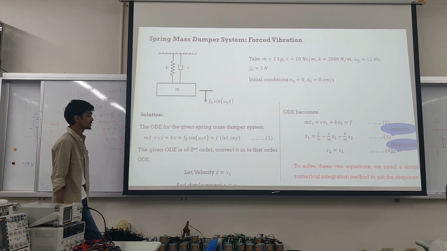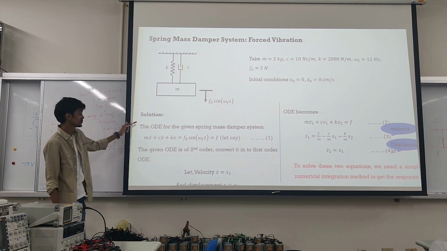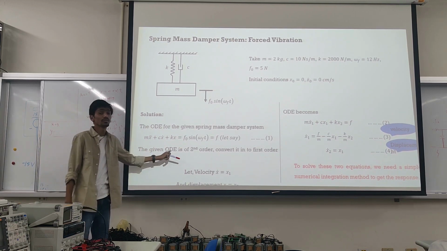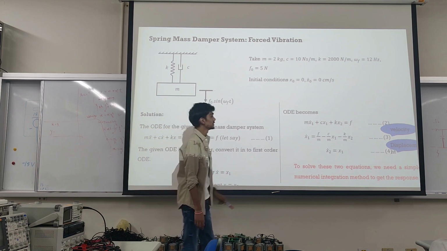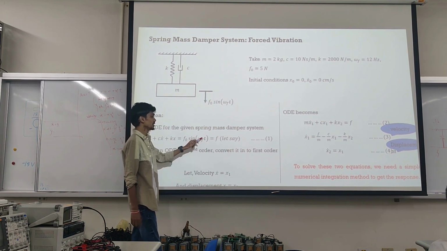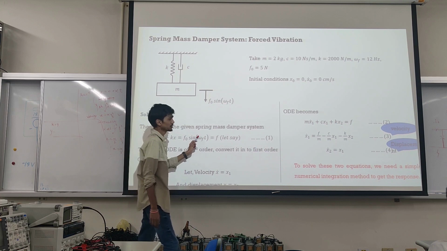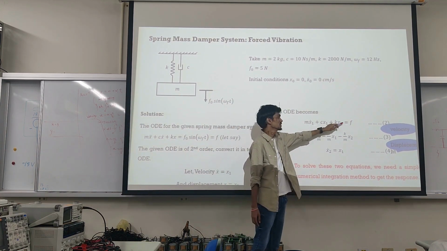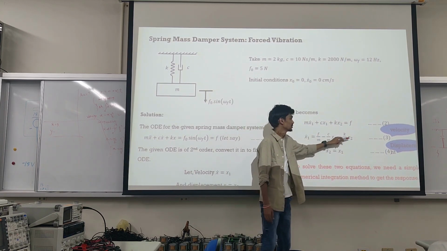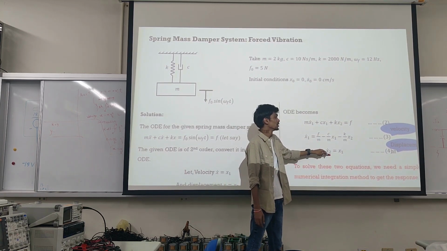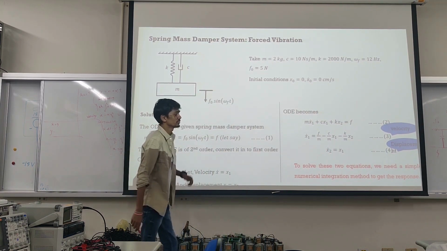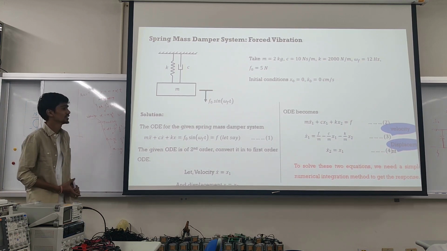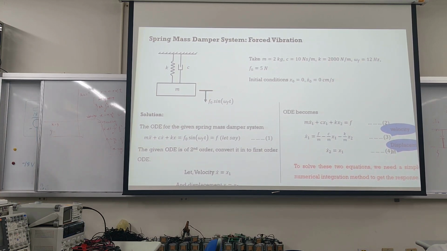So similarly we are reducing this second order differential equation into two first order equations, that is the velocity and the displacement. Then putting this velocity term in equation 1 and displacement term in this equation 1, this ODE becomes, we are considering the forcing function as F. So this velocity term becomes this one and the displacement term is this one. To solve this equation, we need to do simple numerical integration to get the responses, that is displacement and velocity.